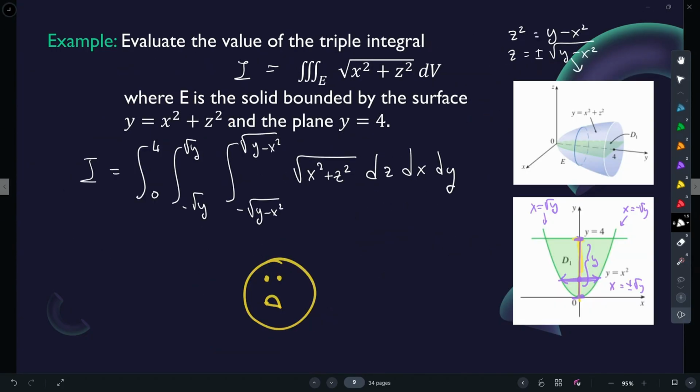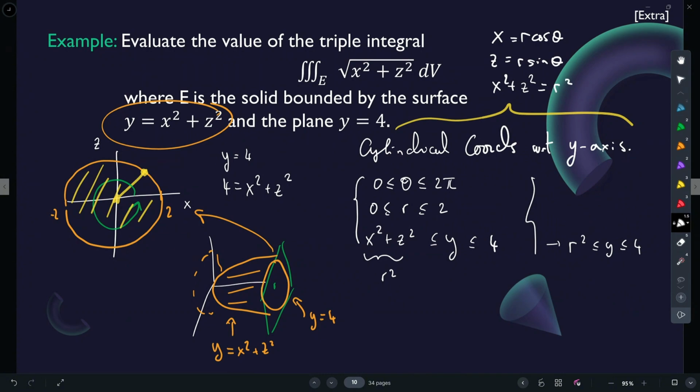Oops, I'm running out of space. So let me set it up here. The integral is going to go from 0 to 2 pi. The r is going from 0 to 2. The y is going from r squared to 4. The function itself is x squared plus z squared, which is r squared. R times the conversion factor, it's still r.